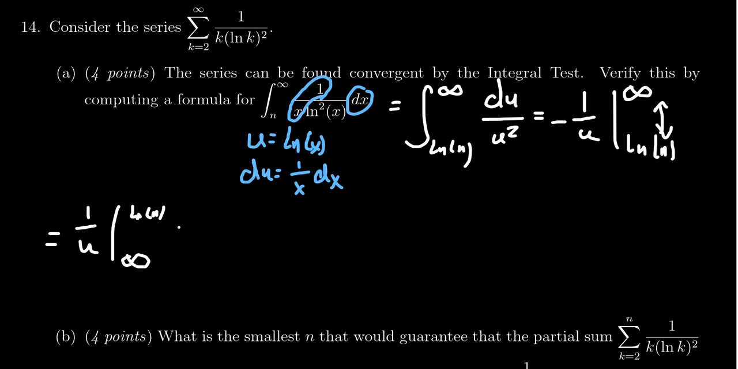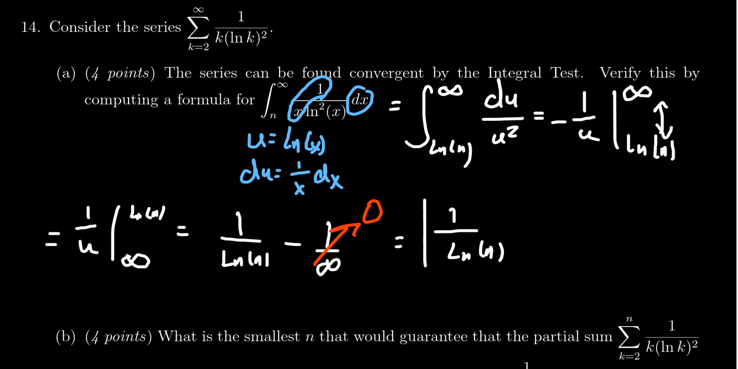And then as you evaluate these expressions right here, you're going to get 1 over the natural log of n minus 1 over infinity. Of course, 1 over infinity is to be interpreted as a limit. We're taking the limit as u approaches infinity of 1 over u, and that'll go off towards 0. And so this integral is equal to 1 over the natural log of n, and this is what part A is asking us to do. Now, going back to this idea with the integral test, if you plugged in n equals 2 into this formula, you would see that this is a finite number. So therefore, the integral is convergent, which implies the series is convergent via this integral test.